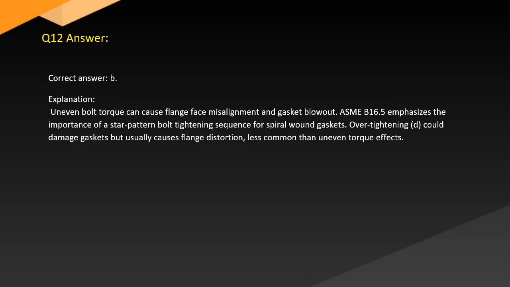Answer. Correct answer: B. Explanation: Uneven bolt torque can cause flange face misalignment and gasket blowout. ASME B16.5 emphasizes the importance of a star pattern bolt tightening sequence for spiral wound gaskets. Over-tightening, D, could damage gaskets but usually causes flange distortion, less common than uneven torque effects.